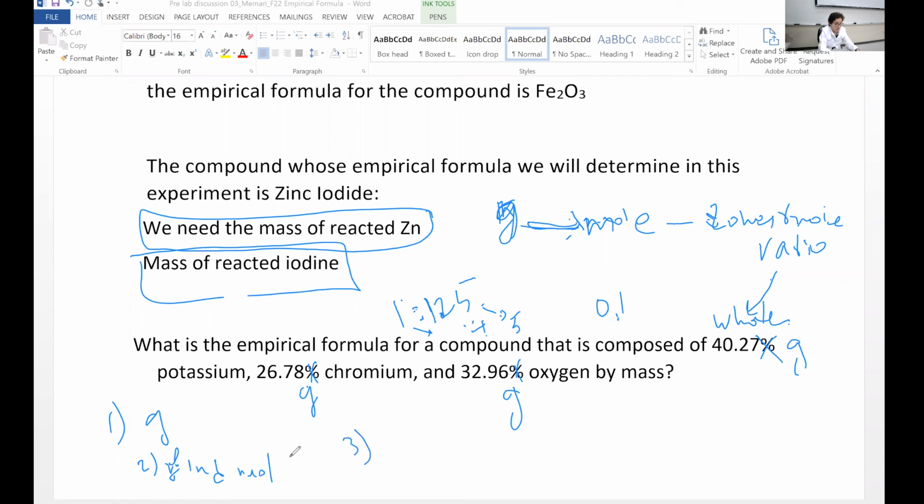Step 3, you find the lowest ratio. How to find the lowest ratio? You divide all the mole numbers by the smallest one. And then 4, you find the whole number. And to find the whole number, you are going to multiply by 2, by 3, by 4 until you get the whole number.